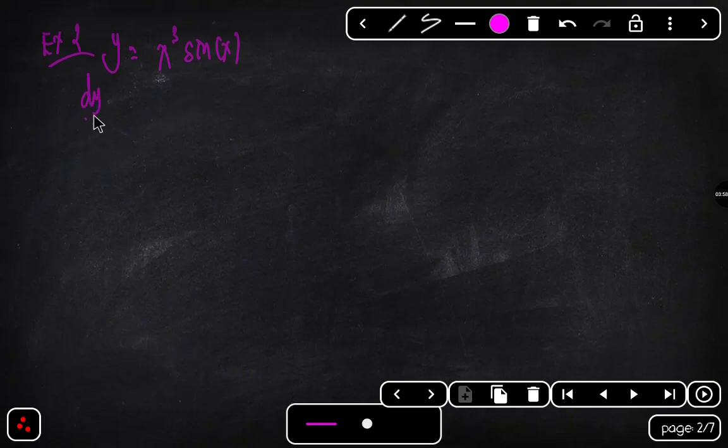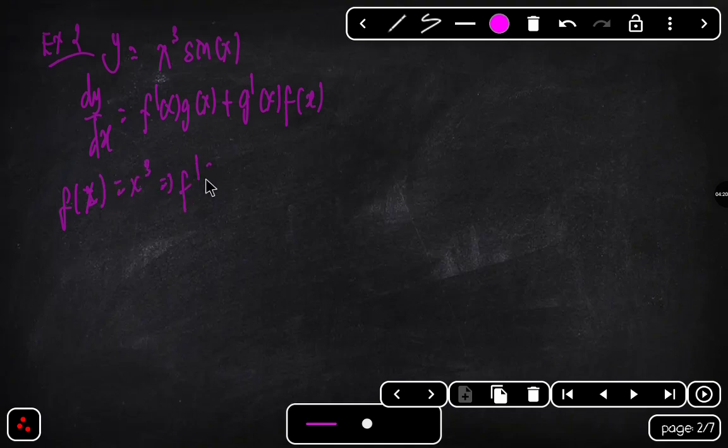So we have dy/dx, which would be f prime of x multiplied by g of x, plus g prime of x multiplied by f of x. That's the product rule. So your f of x is x raised to the power of 3. We say f of x is x raised to the power of 3.